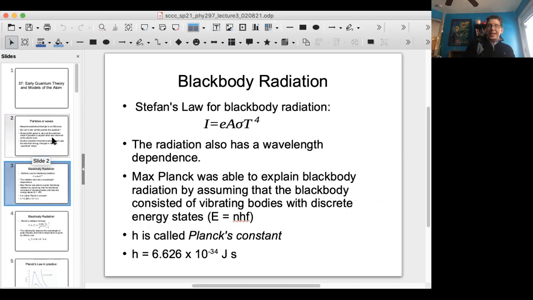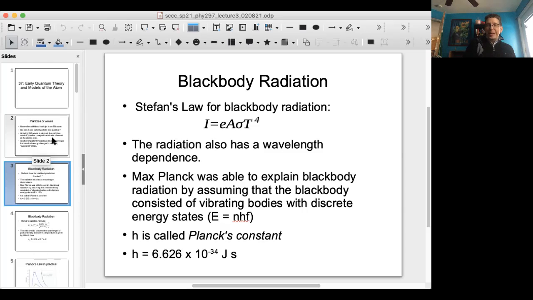black body radiation, and that's a general form of the law. So the total intensity emitted by a black body, which is basically an idealized object that absorbs all the radiation that it's in contact with, and then re-emits the radiation in order to be in balance. And so the intensity is equal to the emissivity, a number between 0 and 1, multiplied by the surface area, multiplied by sigma, which is the Stefan-Boltzmann constant, multiplied by the fourth power of the Kelvin temperature.